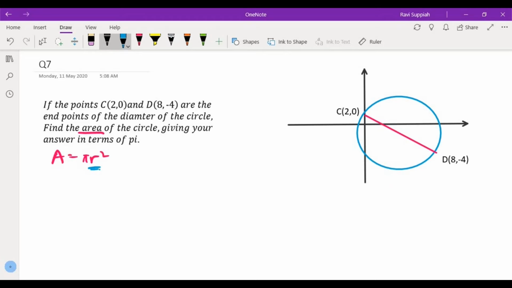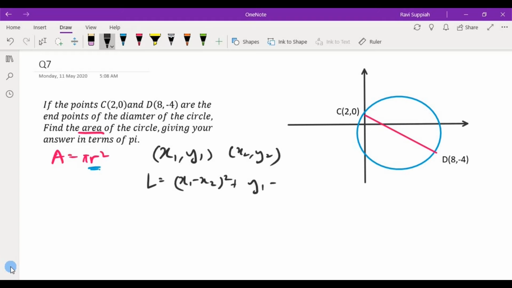If you remember, given any two points (x1, y1) and (x2, y2), the length is the square root of (x1 minus x2) squared plus (y1 minus y2) squared. That is what we're going to do here.